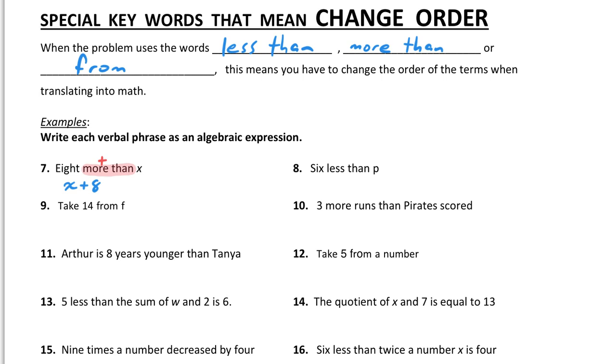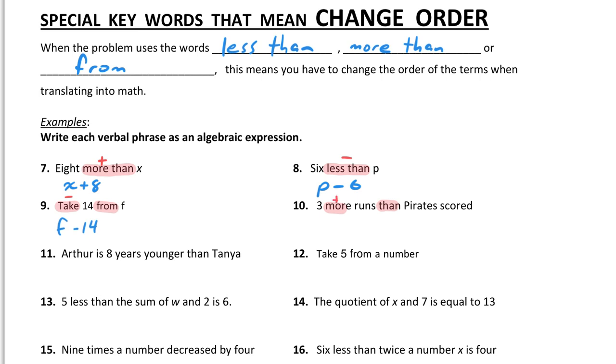There you go. 6 less than, there's our key phrase. Less than means we're subtracting, but we're also switching the order of the 6 and the p. So this will be p minus 6. There it is. Next we have take, and this is a key term. Take means we're going to be subtracting, and from means we're going to switch the order of things. So we have f, and we're taking 14 from it. There it is. Next we have 3 more than. More than means we're adding.